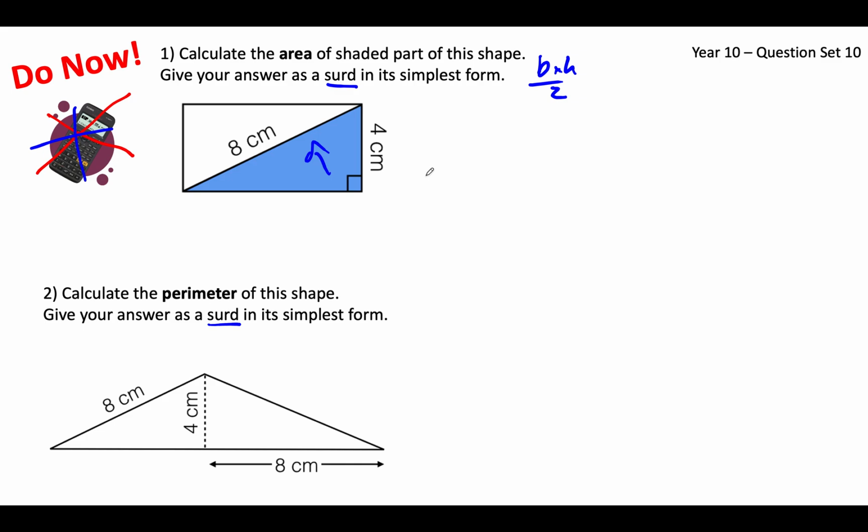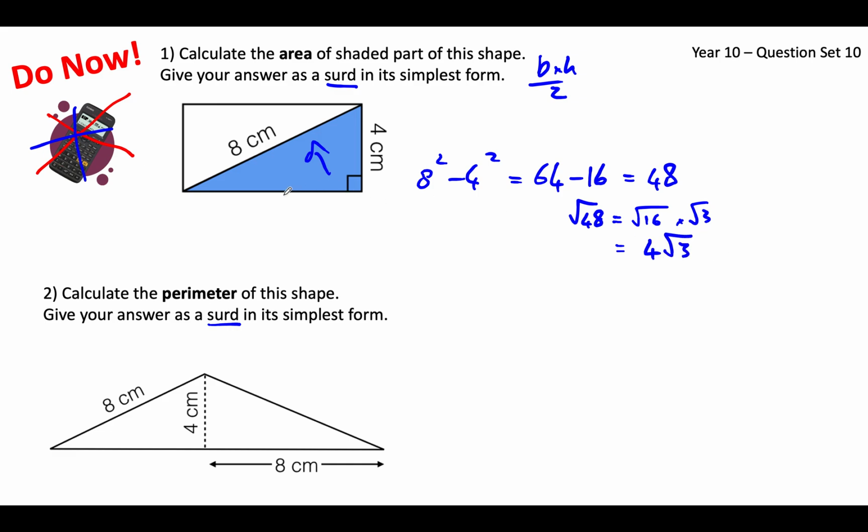So I'm going to square both of those, and take one away because I need to find a short side. So 8 squared is 64, 4 squared is 16. Subtract one from the other, and I get 48, which of course isn't my side. I need to square root it. Now 48 can be made up of 3 lots of 16. The reason I'm doing that is because I want to simplify my surd, and I've chosen 16 because it's a square number, so I can square root it to get a nice round number of 4. So 4 root 3 is the length of this edge.